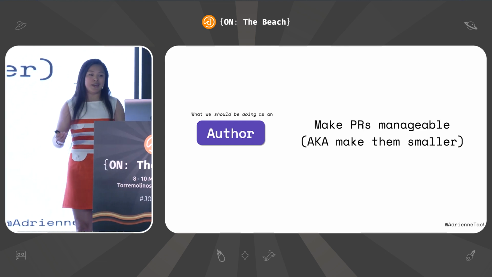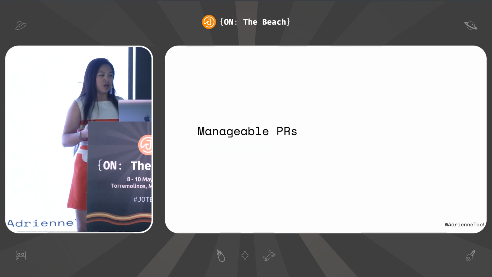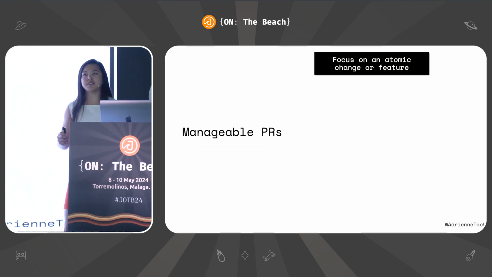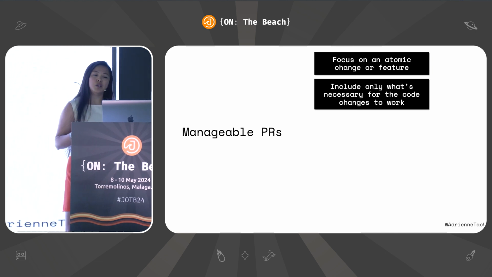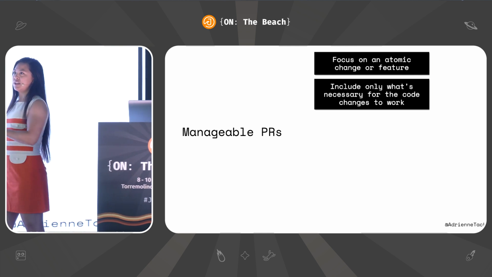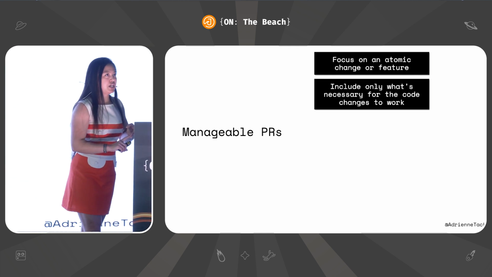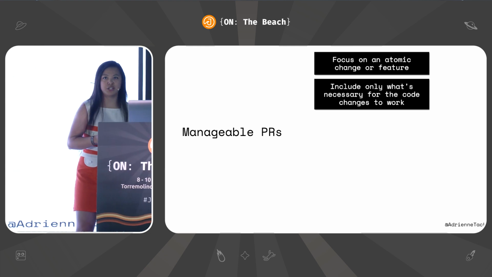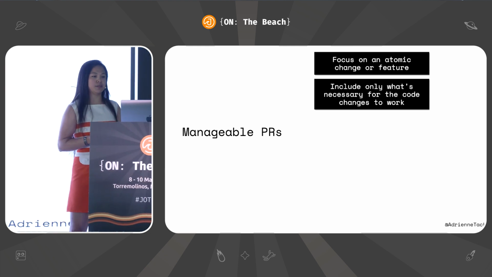Make PRs manageable, aka make them smaller. That's the trick here. Manageable PRs focus on an atomic change or feature. They only include what's necessary for the changes to work. Don't add any unnecessary configuration files. Don't add unnecessary changes that you were working on from another feature. Make sure that they are as clean and narrowly focused as possible.